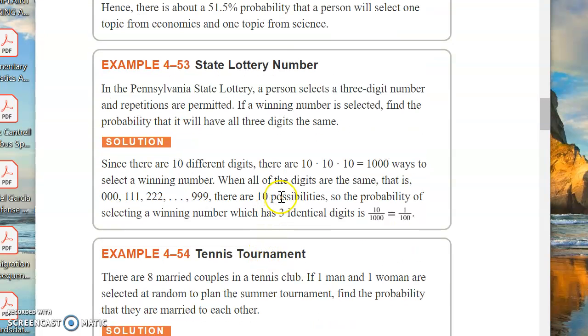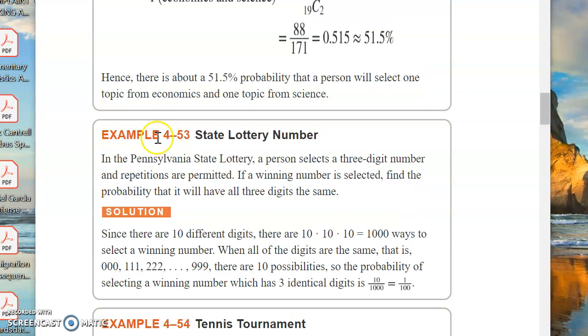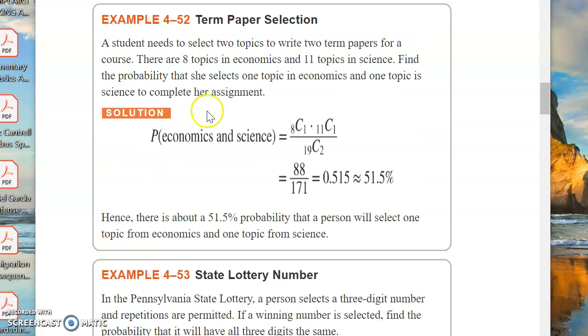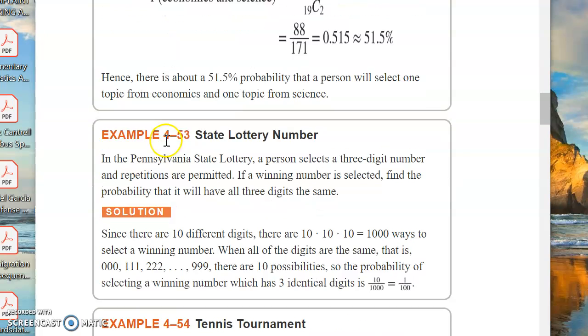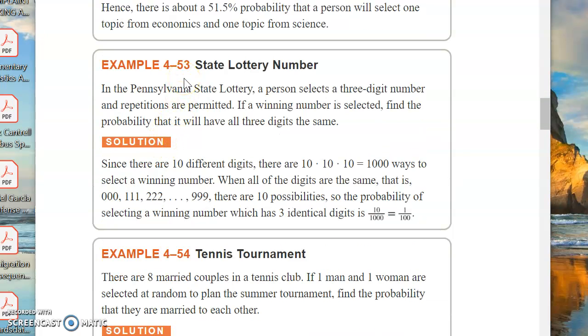All right, let's get another example here. State lottery numbers. You select a 3-digit number. Repetitions are permitted. So this is different, right? Before, once you pick a topic, you can't pick the same topic again. Okay, so here we go. It's a 3-digit number. Repetitions are permitted. If the winning number is selected by the government or whoever runs the game, you win.